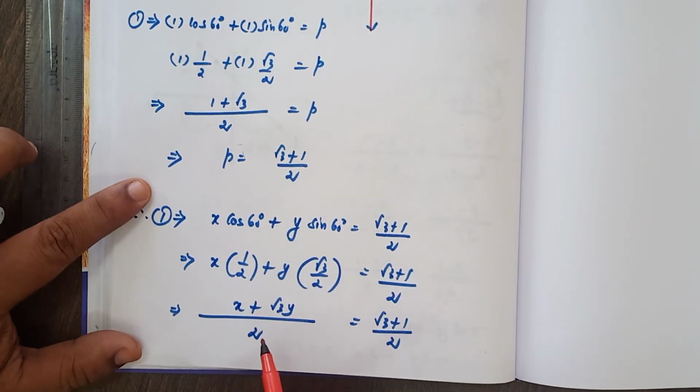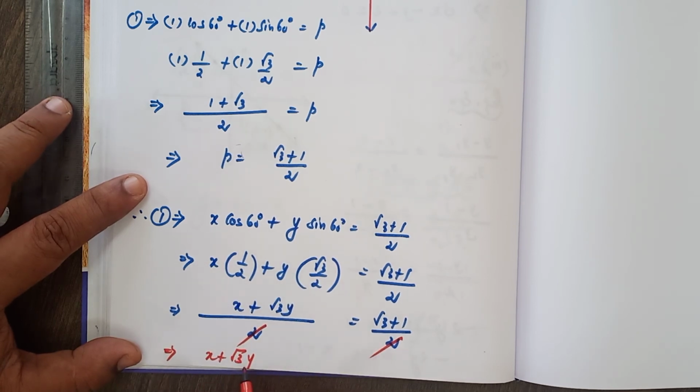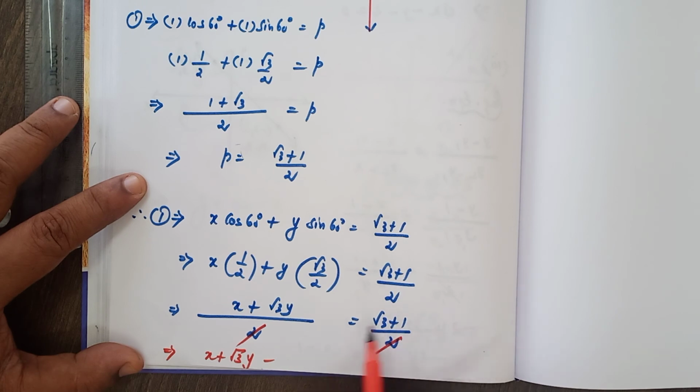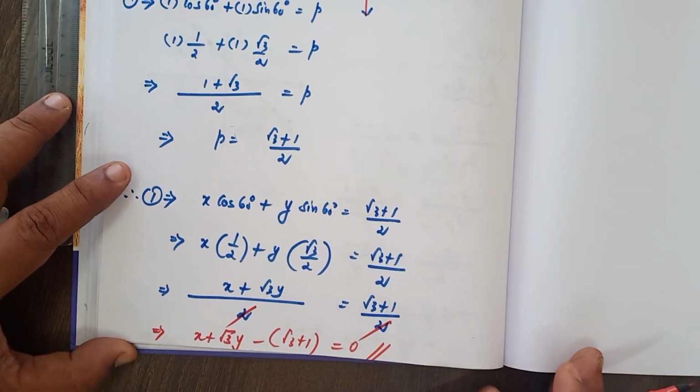The 2 gets cancelled. So x plus root 3 into y, minus (root 3 plus 1) coming to the left hand side, is equal to 0. That is the required equation.